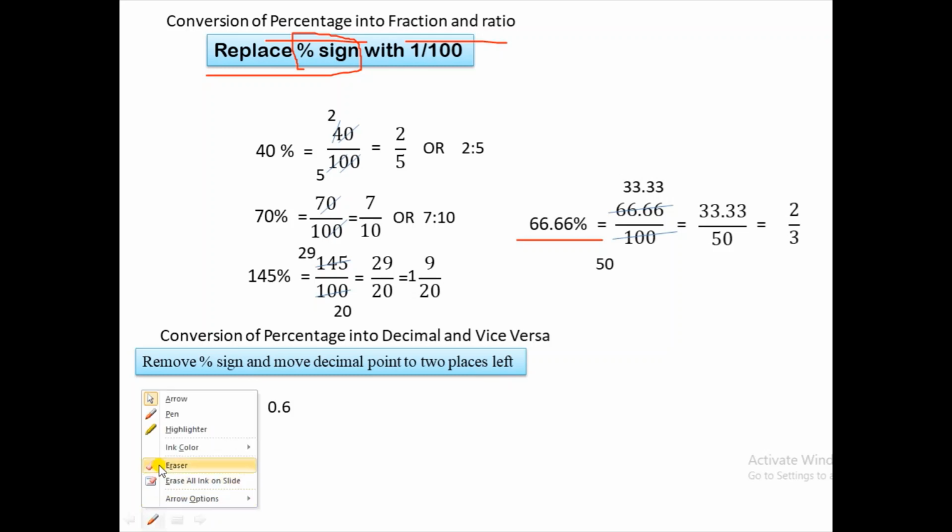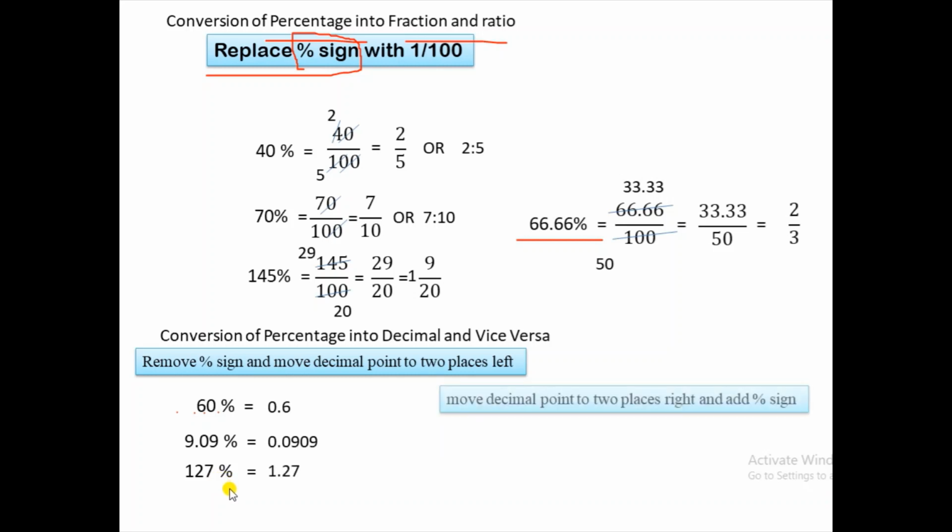9.09%, again it can be done in a similar way, that is two places left, so it will be 0.0909. 127%, again it is going to be 1.27. Sometimes we have to move the decimal when we convert decimal into percentage, we have to move to the right, that is two places right.